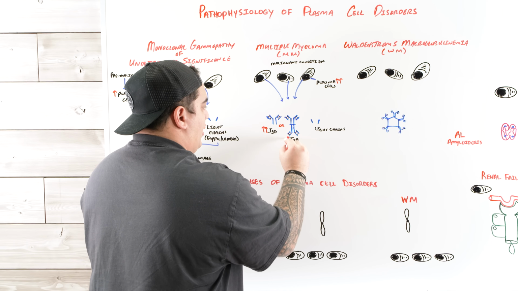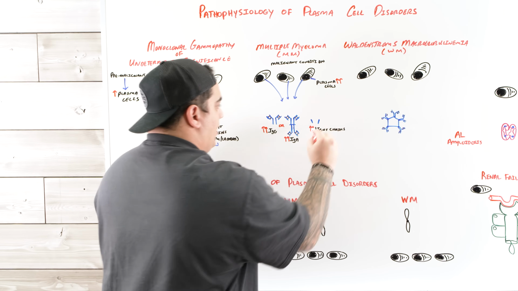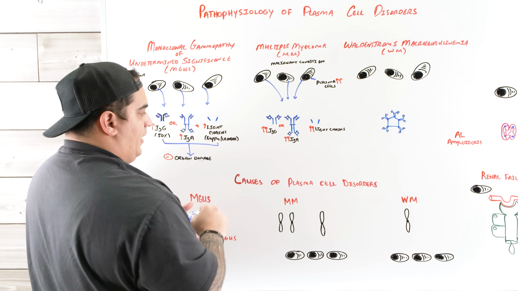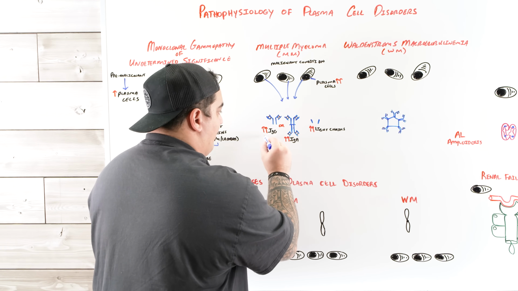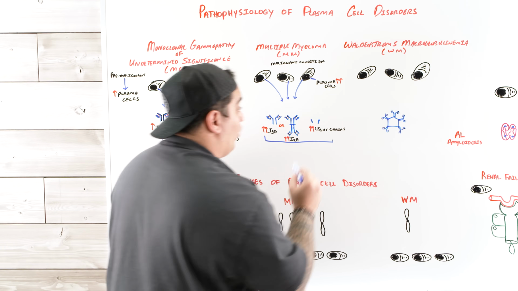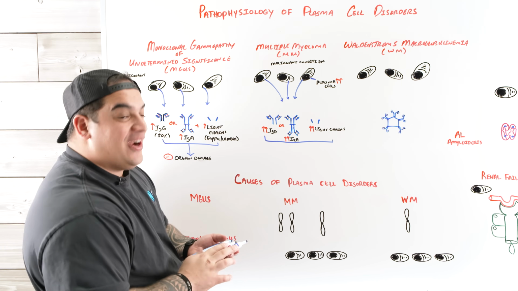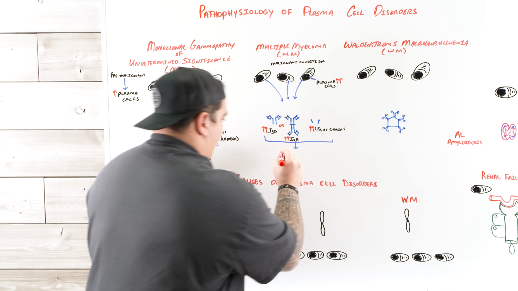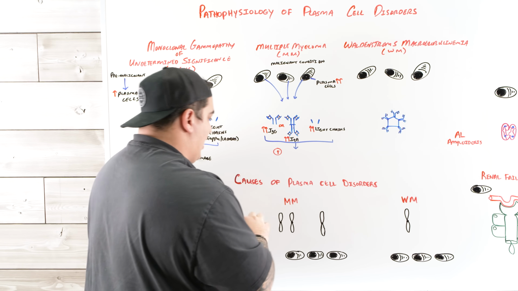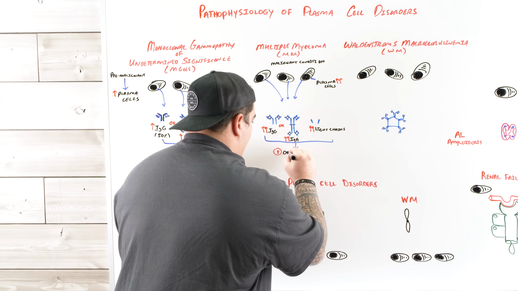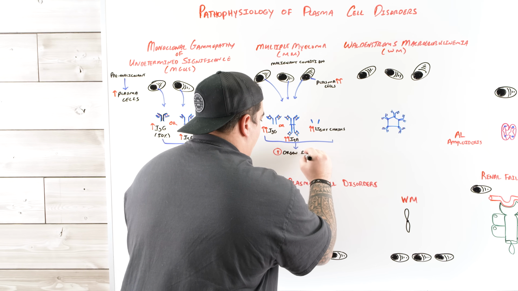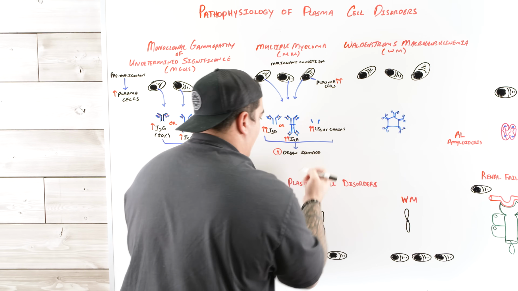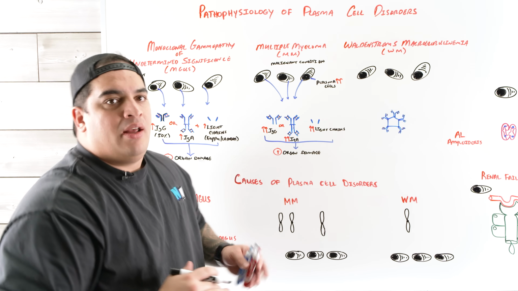So let's do a double arrow here for these. Now, when you make all of these, they are actually high enough, and you have enough of an M spike, greater than 3 grams per dL, that it's actually able to precipitate organ damage. This organ damage, we'll talk about it a little later when we get to the complications, but it's often referred to as the CRAB criteria. That's the big difference.